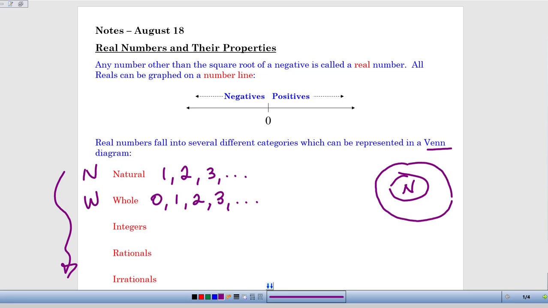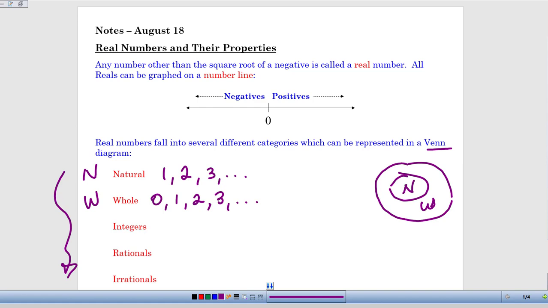So what we can do is draw, let's see if the W shows up there, there we go, a concentric circle surrounding that, which then fits around the natural numbers. All those natural numbers fit inside the whole numbers, but because we have that extra number 0, it's a slightly larger number set. The next category of numbers is the integers.